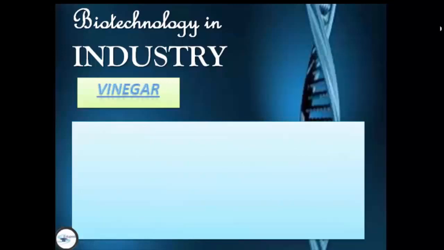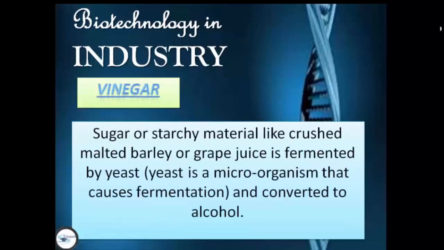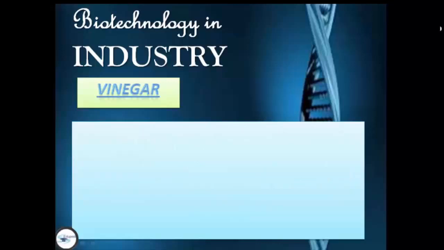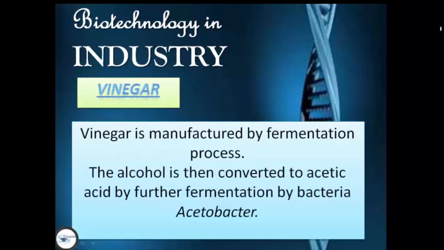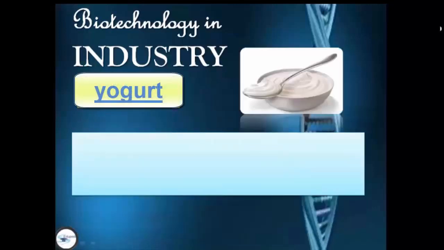The next example, we have the vinegar. Sugary starchy material like crushed malted barley or grape juice is fermented by yeast. Yeast is a microorganism that causes fermentation and converts sugar to alcohol. Vinegar is manufactured by a fermentation process, and the alcohol is then converted to acetic acid by further fermentation by bacteria Acetobacter.